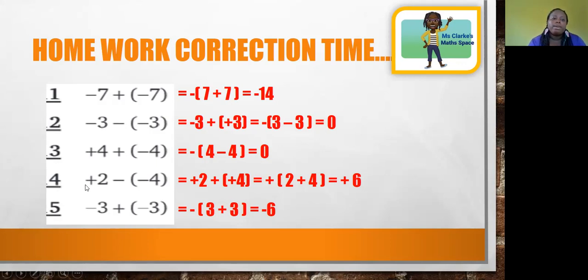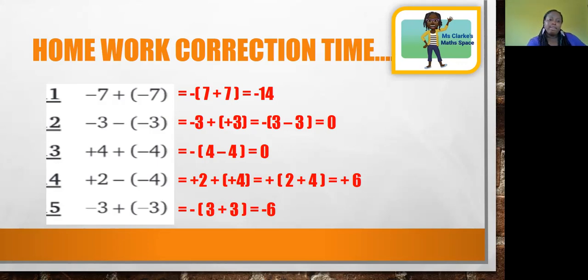Question 4, we have +2 take away -4. So we know that subtraction is the opposite of addition. So we now need to change that subtraction sign to a plus sign. So you're going to have +2 added to the additive inverse of -4, which is +4. So you're going to have +2 plus +4, which gives +6 as your answer.